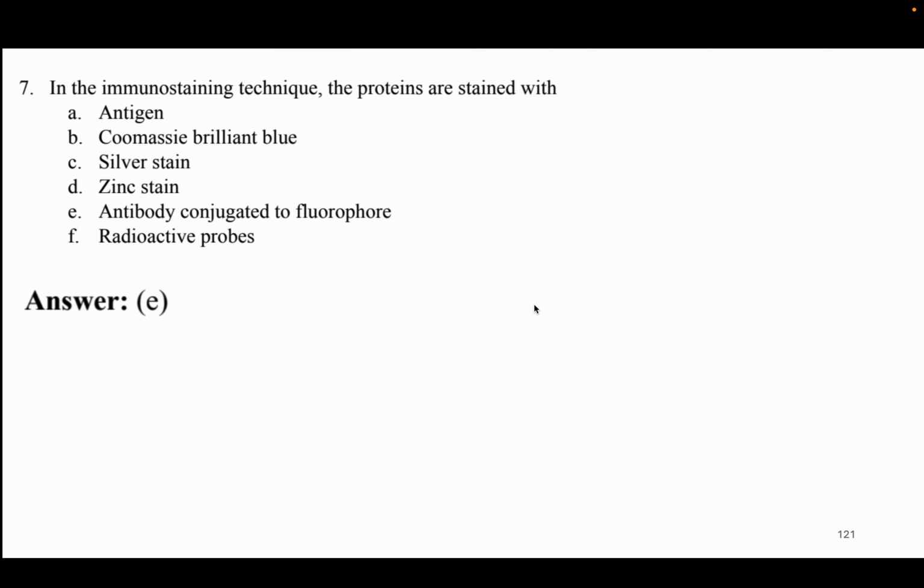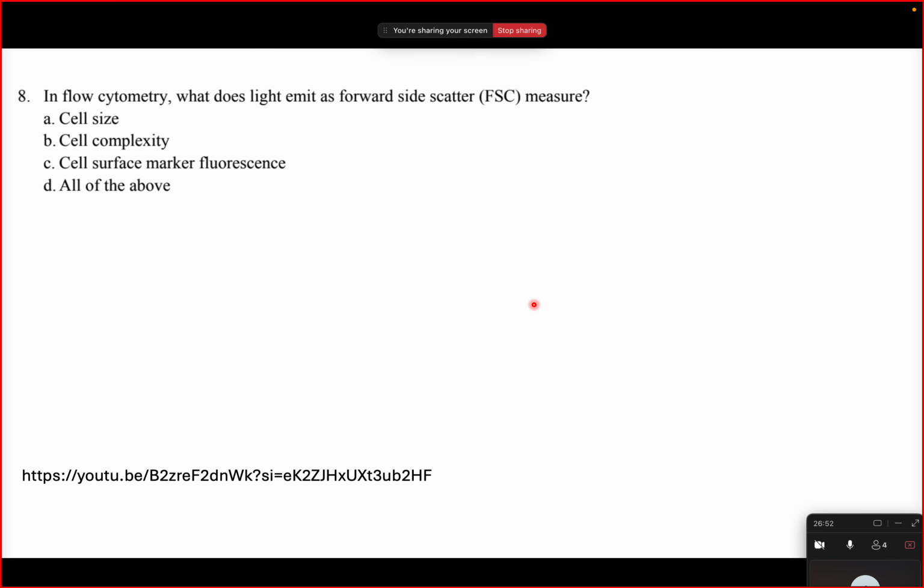Coming to the next question for today. In flow cytometry, what does forward scatter measure? Cell size, cell complexity, cell surface marker, fluorescence, or all of the above. Your 1 minute starts now.